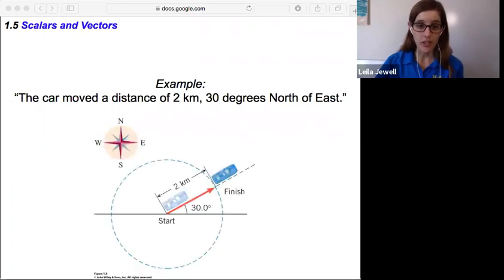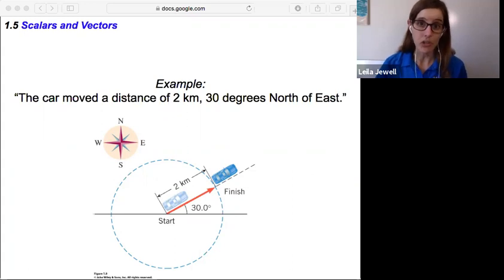We could figure this out, that 30 degrees north of east, so going up above the east, and we're 2 kilometers away from where we started, the car must be exactly there. Versus before we had that 30 degrees north of east, the car could have been anywhere on this circle. We just know it went 2 kilometers away from where it started. And that's assuming that it traveled in a straight line. So the direction helps us out quite a bit.